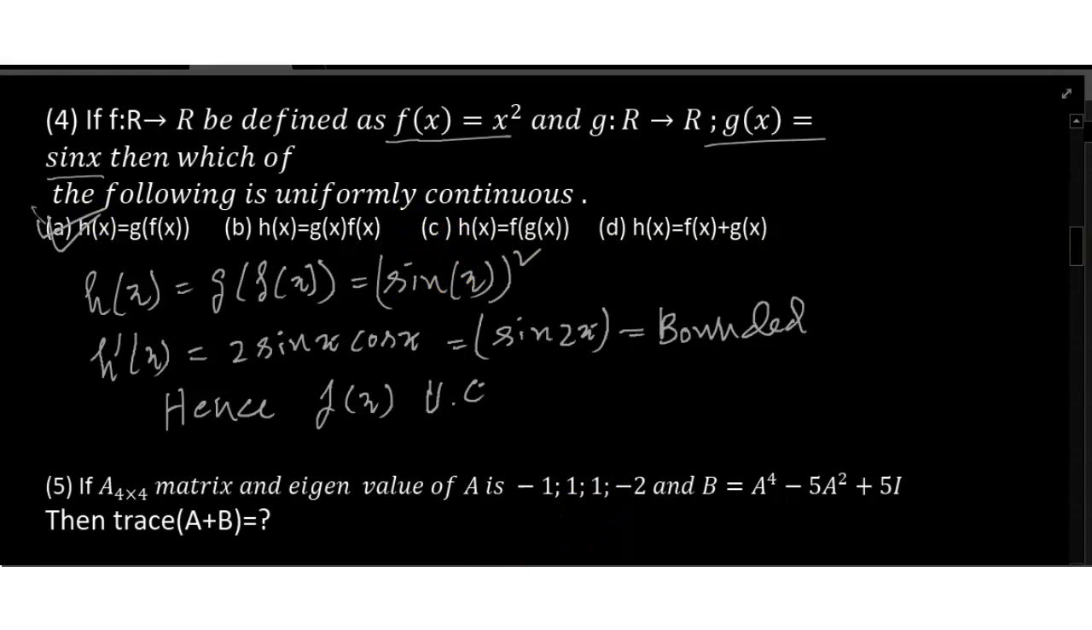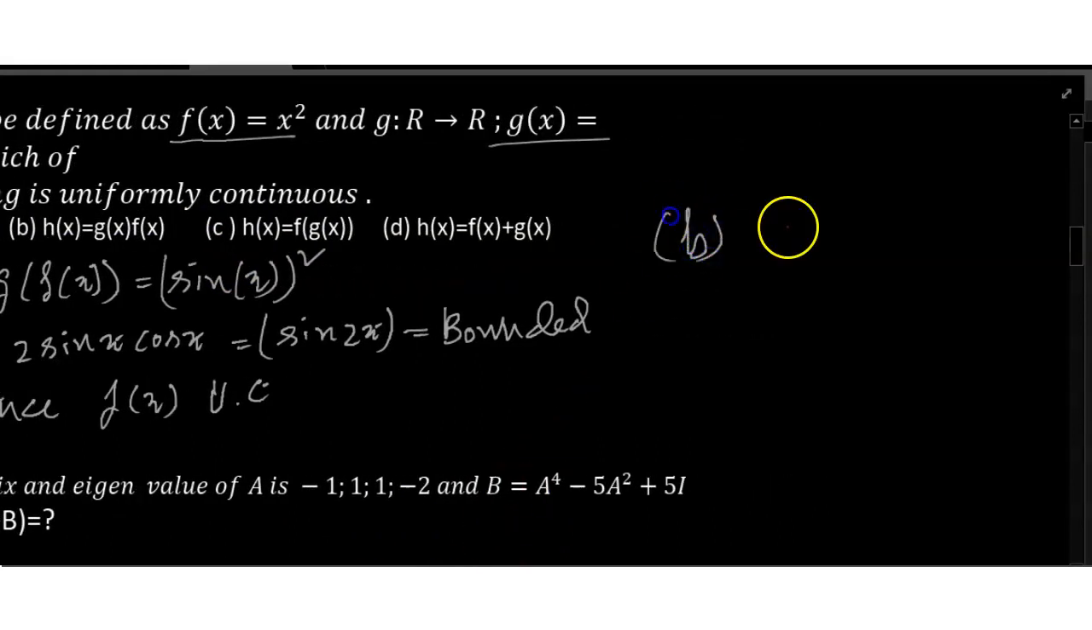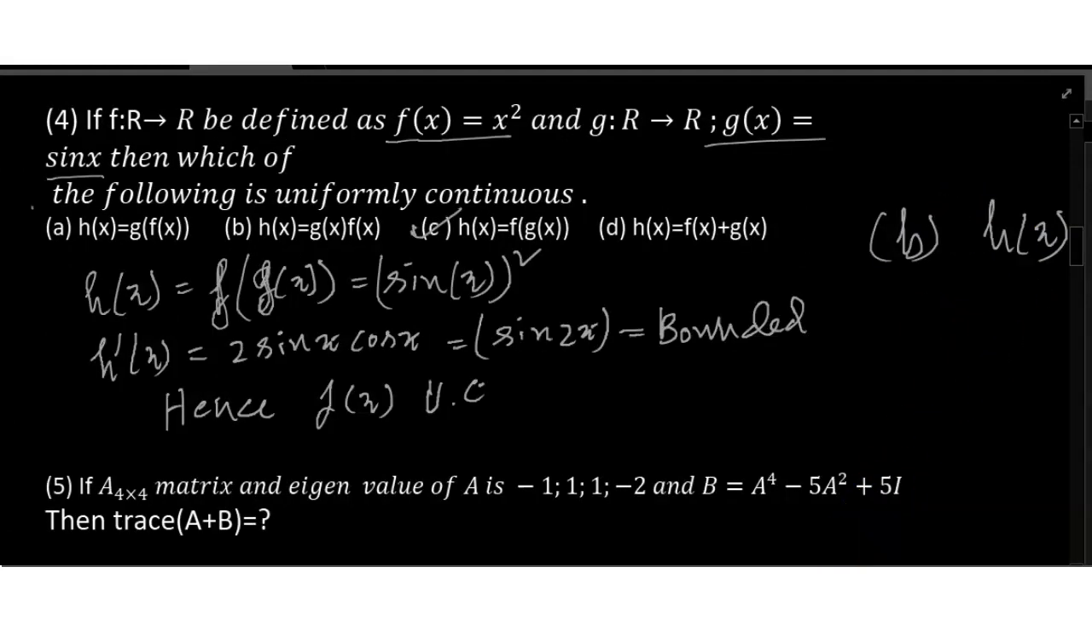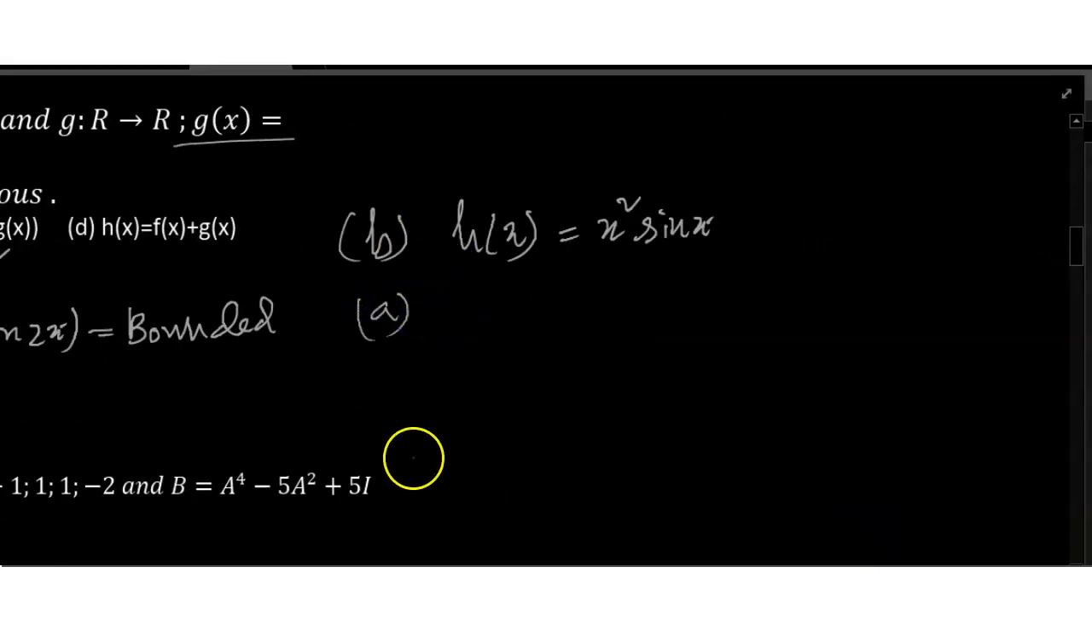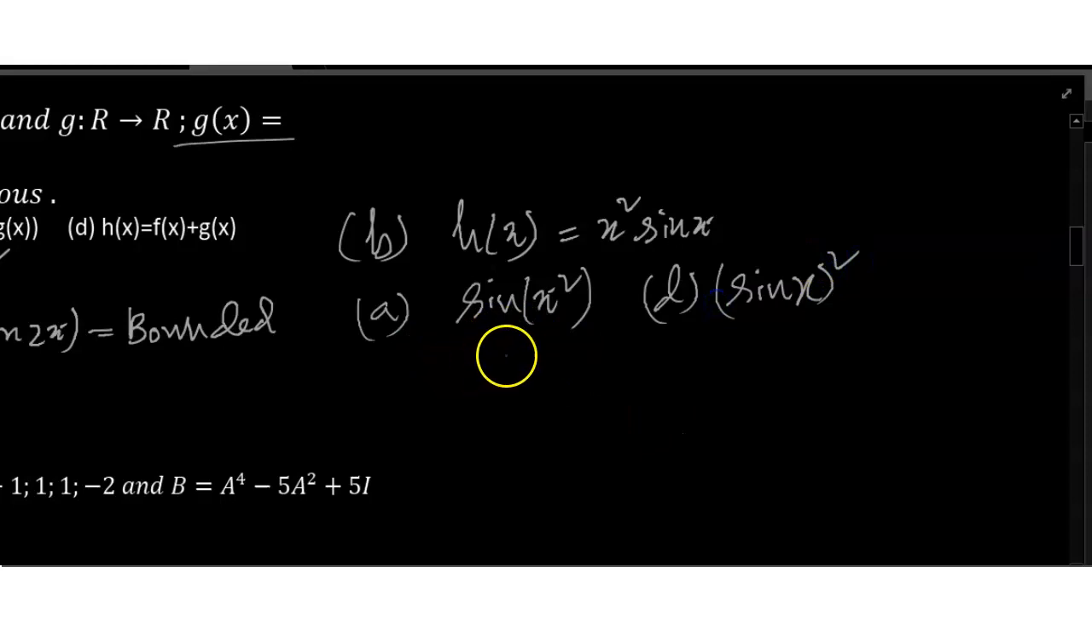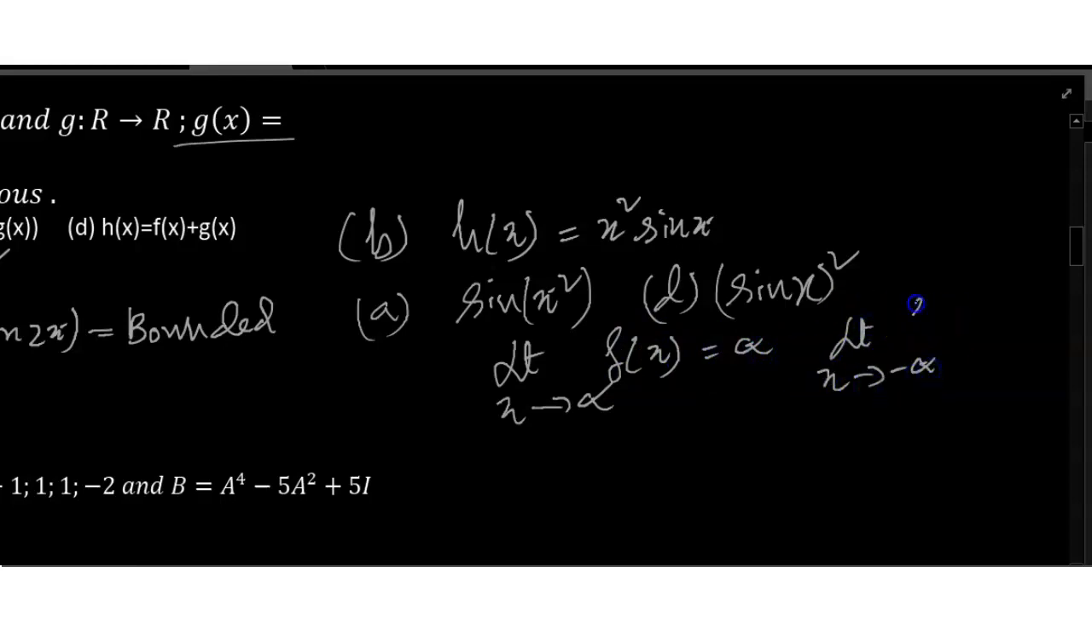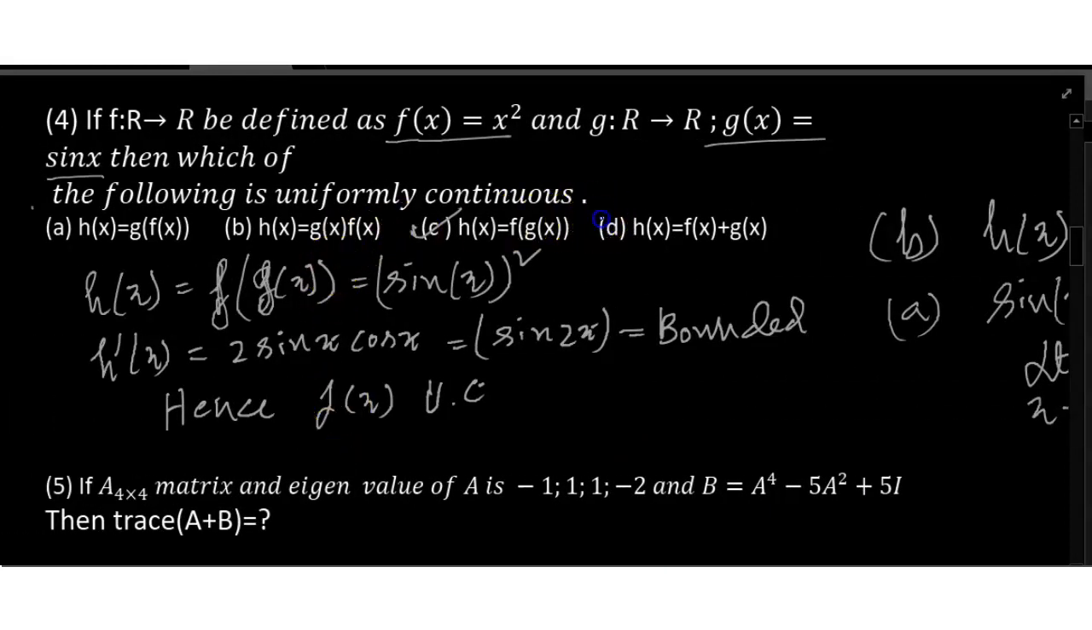We'll check option B and option C. Option B, h(x) is equal to x square into sin x. Option A is sin of x square. And option D is sin x whole square. So friends, you will check that the limit x tends to infinity of f(x) is infinity, and the limit x tends to minus infinity of f(x) is infinity. So all the other options are not correct.